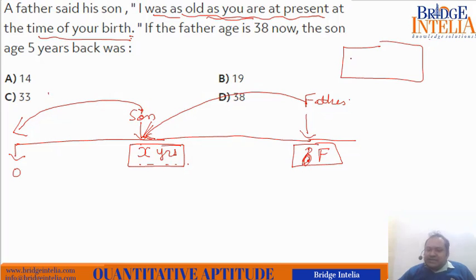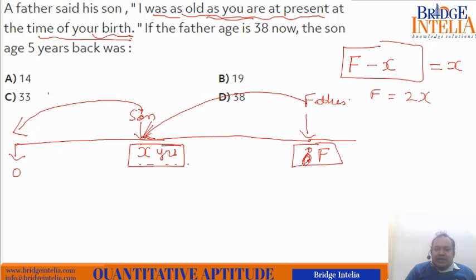He's saying, if I go back in time by X years, why X years? Because at the time of birth means minus X. So F minus X will make my age also equal to X. So F is equal to 2X. F comes out to be equal to 2X.